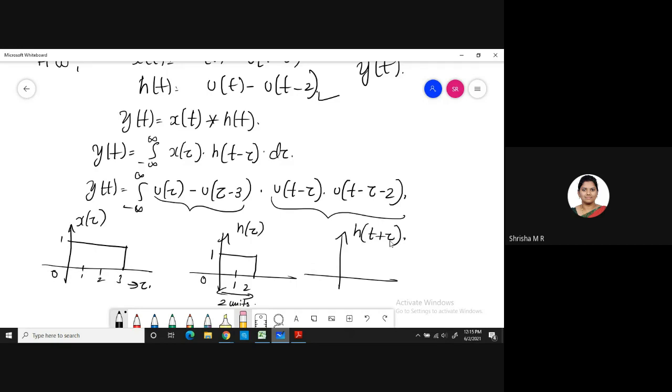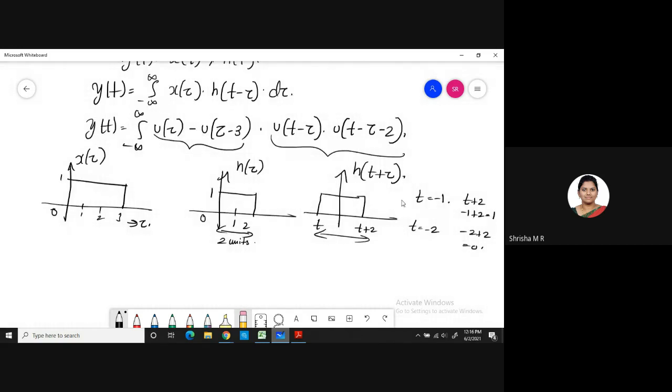So h of tau plus t would be from t to t plus 2. Let us check if our width of 2 units is maintained. If t is equal to minus 1, t plus 2 would be minus 1 plus 2, it would be 1. So if your t is at minus 1, then t plus 2 would be at 1. So our width of 2 units is maintained. Suppose your t is at minus 2. So t plus 2 would be minus 2 plus 2, it will be at 0. So we are maintaining the width of 2 units uniformly.